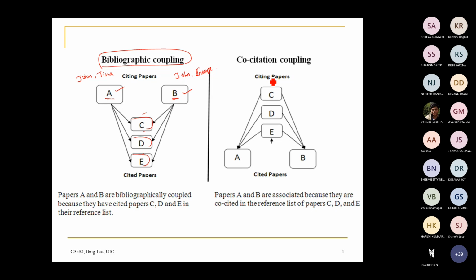What is co-citation coupling? Paper A and paper B, and the authors who have written them, are co-cited by papers C, D, and E. These papers are in the reference lists of C, D, and E, which means the incoming links are associated with the particular author and their paper. Here, outgoing links are associated with the authors and their paper. That is called bibliographic coupling and co-citation coupling.